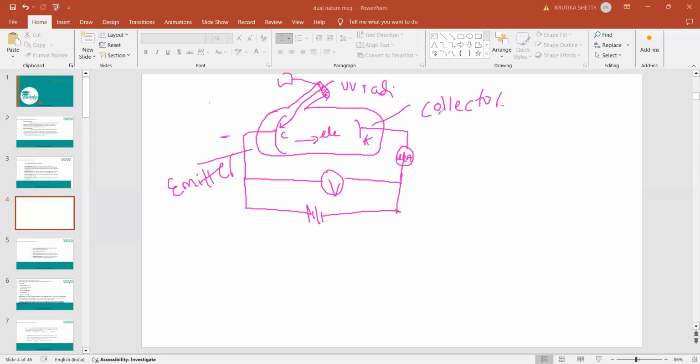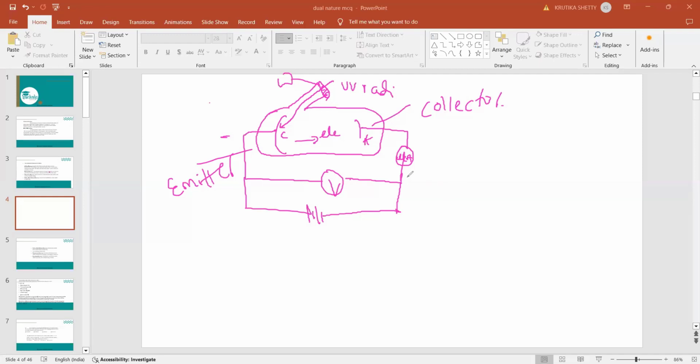So how is the photoelectric effect observed in this setup? Lenard did this setup, students. When a potential difference is applied across the emitter plate and the collector, no current flows in the circuit. So first we connect the potential difference, and at that time we will not observe any current.